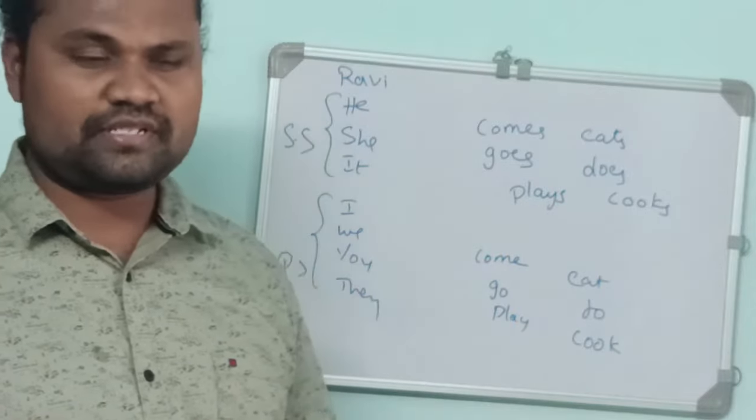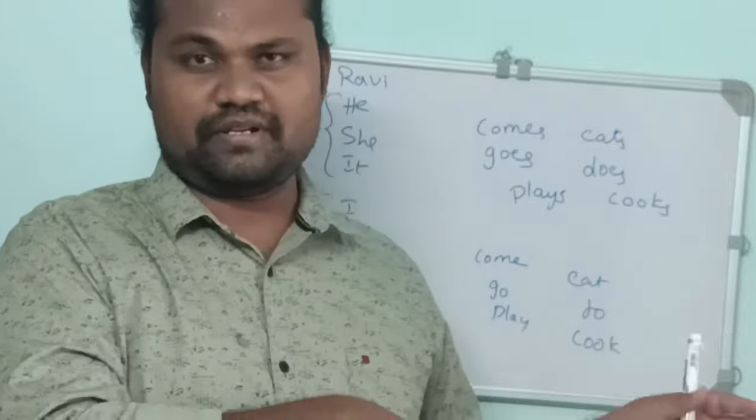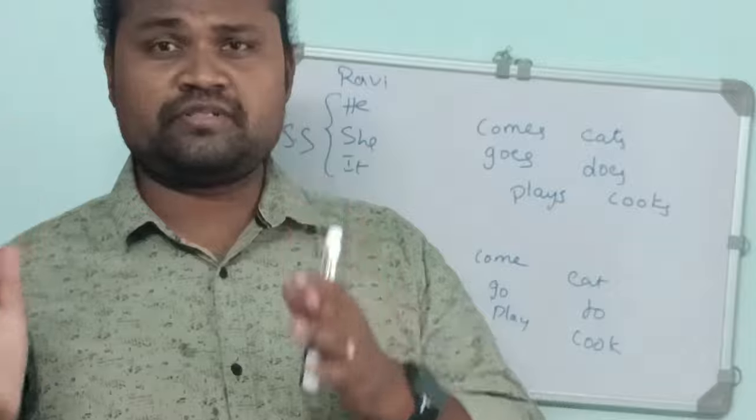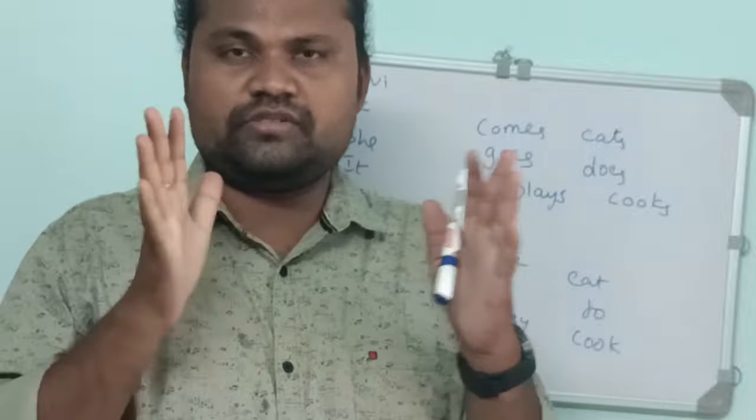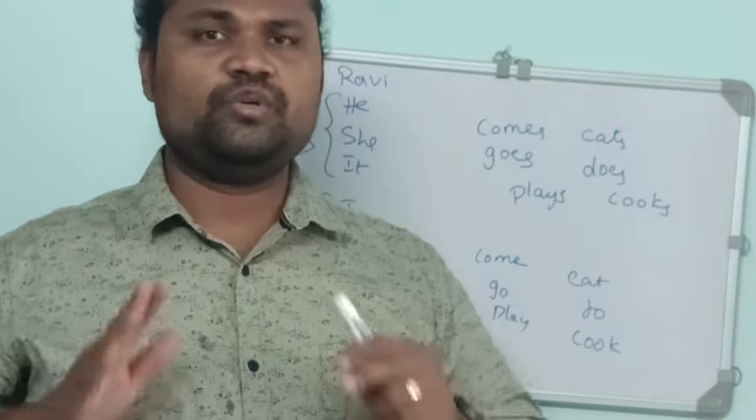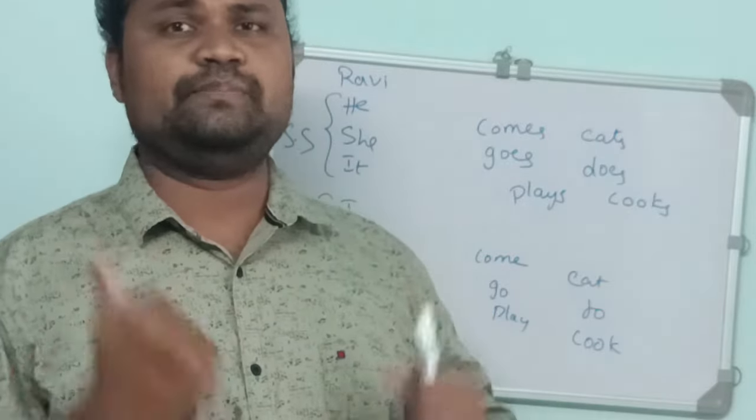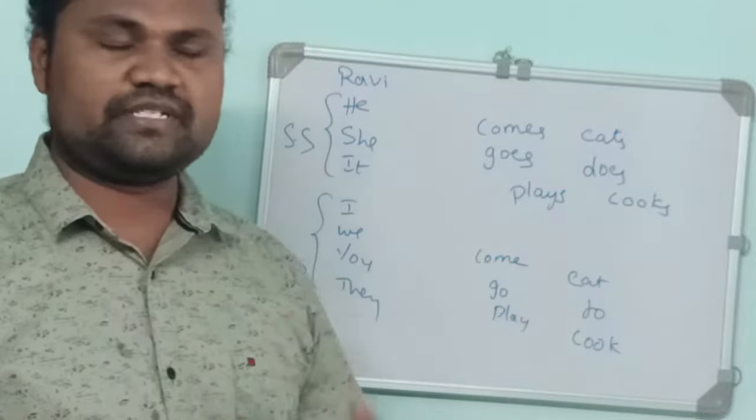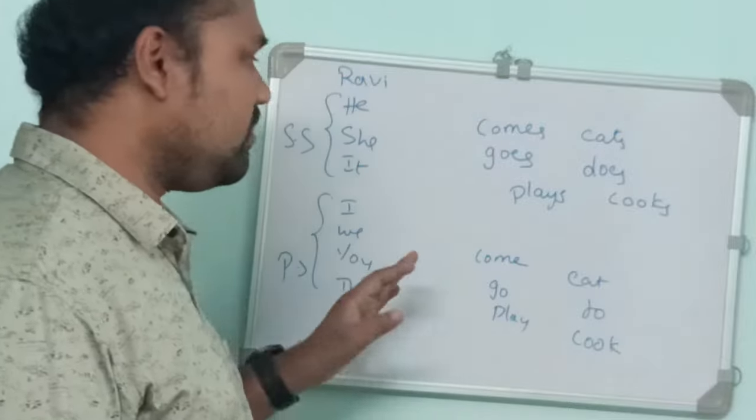Like this, if you maintain agreement, your English will be perfectly correct, my dear friends. This is what English grammar means. English grammar means agreement of the verb with the subject. That means a singular subject with a singular verb, and a plural subject with a plural verb. If you follow this rule in English, no need to worry about mistakes. You won't make any mistake if you follow this very simple technique.